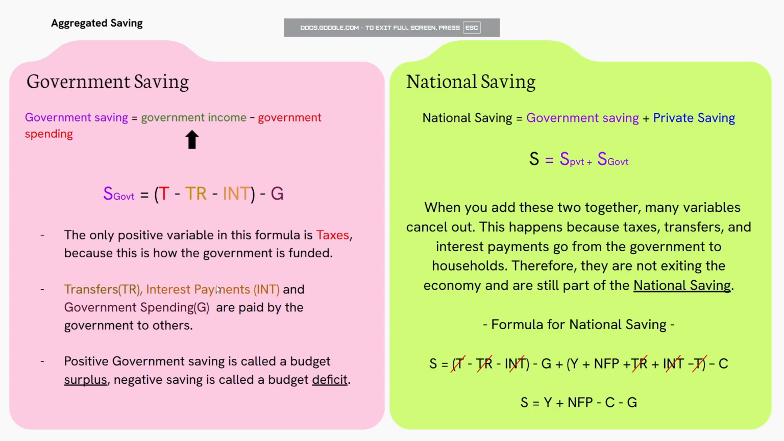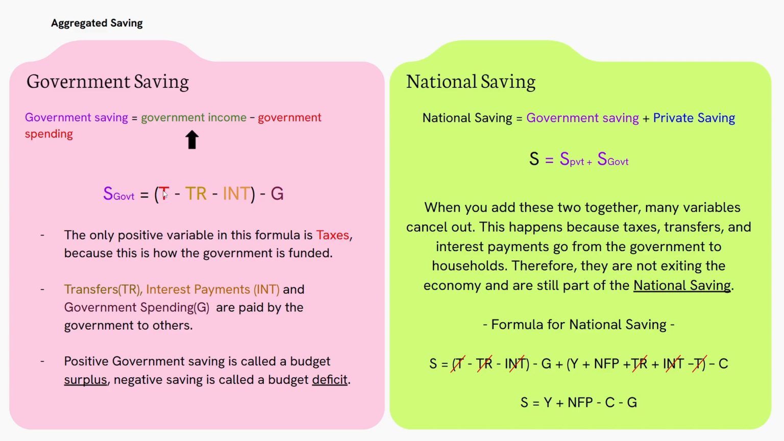And so the next thing we're going to look at is government savings. Government savings is also just how much money the government makes minus how much it spends. And so we can expand that formula to give us savings of government is equal to taxes minus transfers minus interest minus government spending. And a lot of this is, again, easy to understand when you think about it.